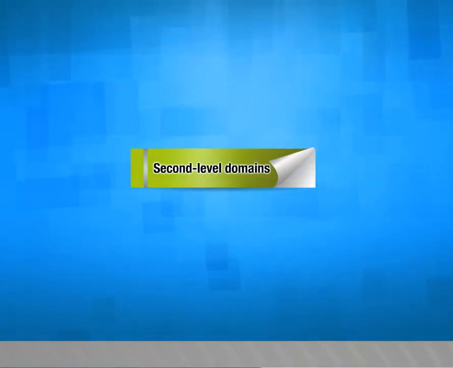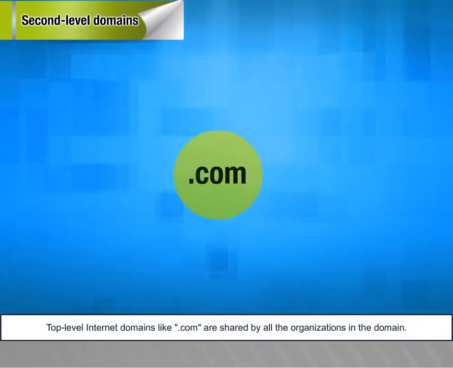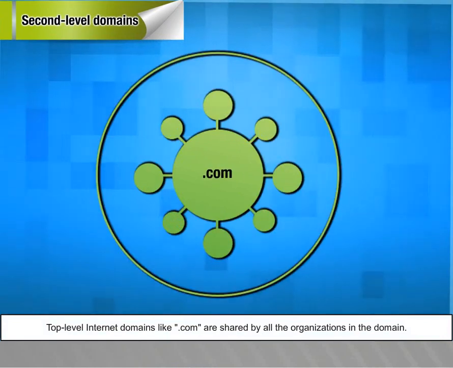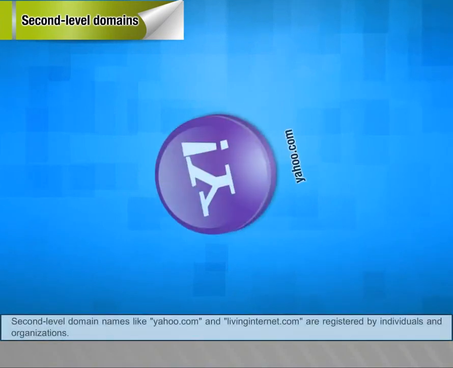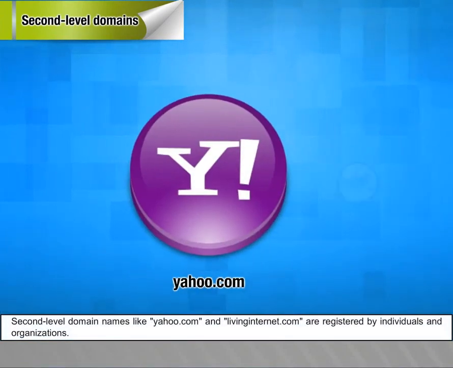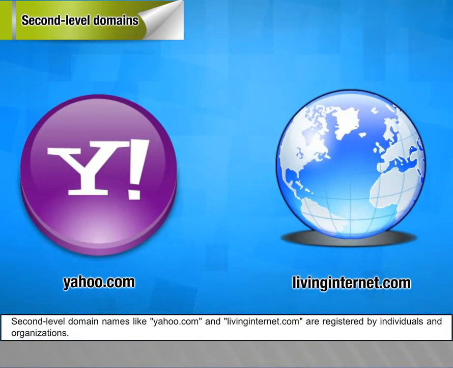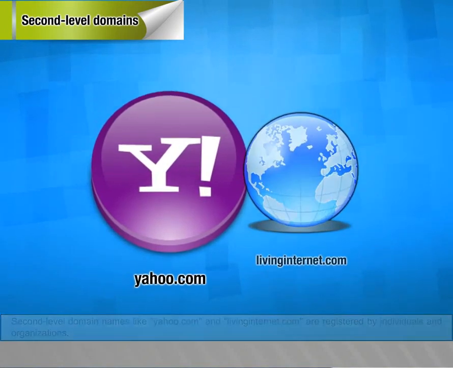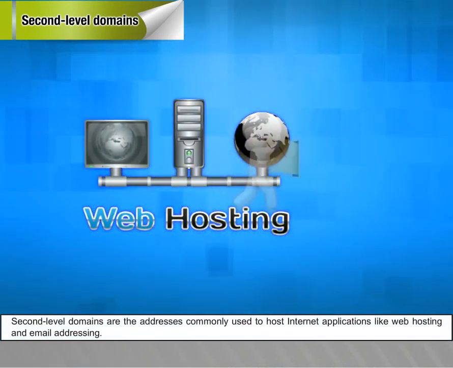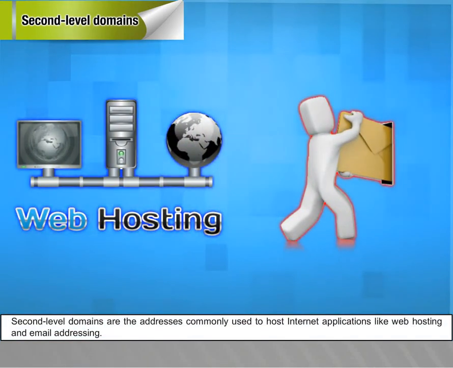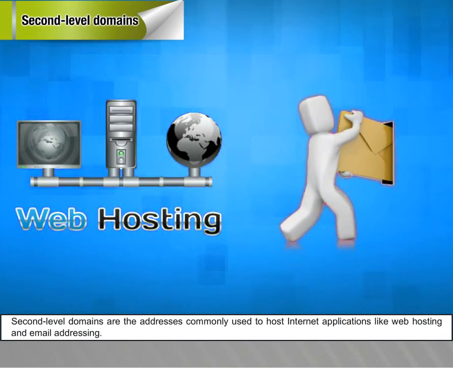Second-level domains. Top-level Internet domains like .com are shared by all the organizations in the domain. Second-level domain names like yahoo.com and livinginternet.com are registered by individuals and organizations. Second-level domains are the addresses commonly used to host internet applications like hosting and email addressing.